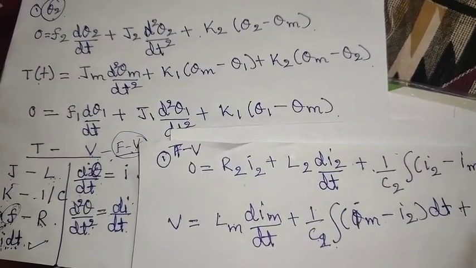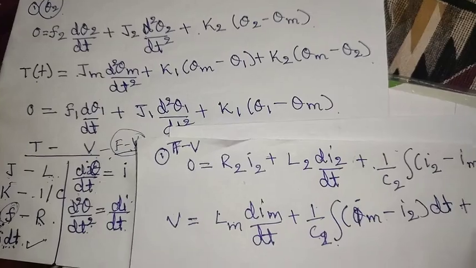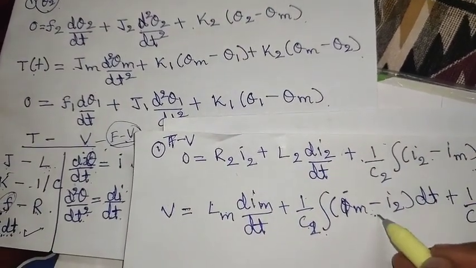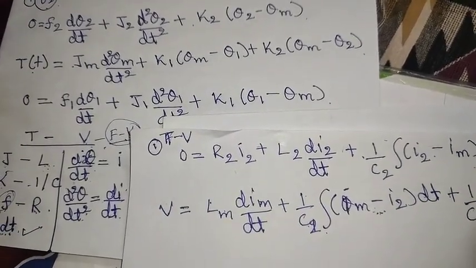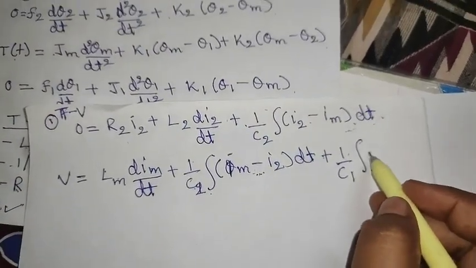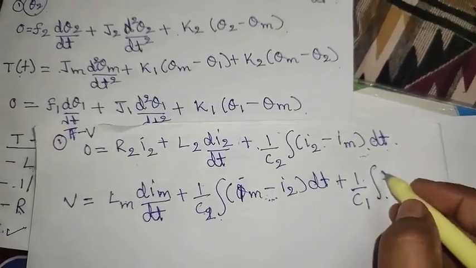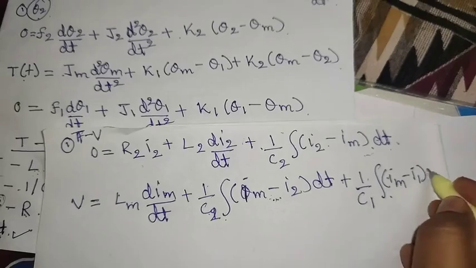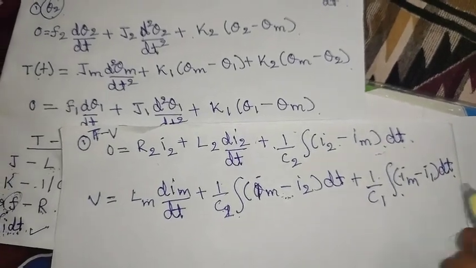Next we shall write the K1. I have written this one first, so don't get confused. K1 I am writing now: 1 divided by C1 integration of theta m, so Im minus I1 into dt. So this is the second equation.